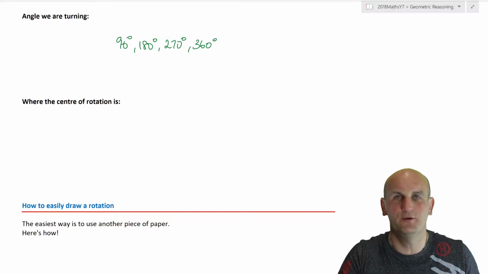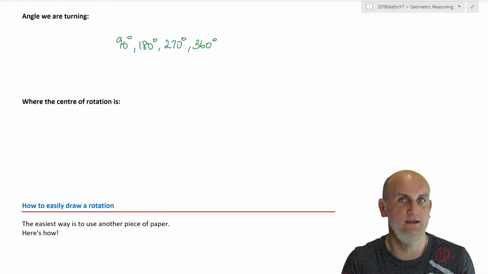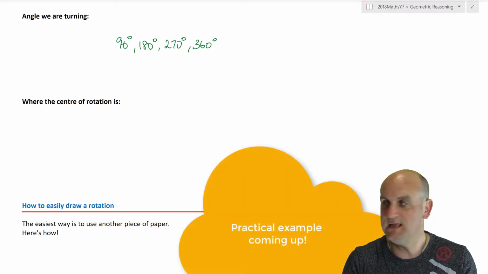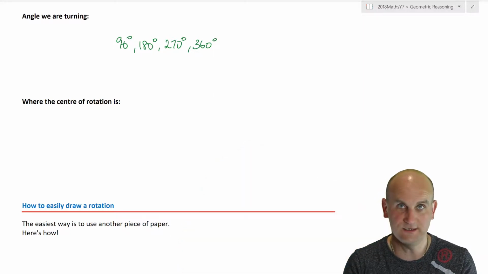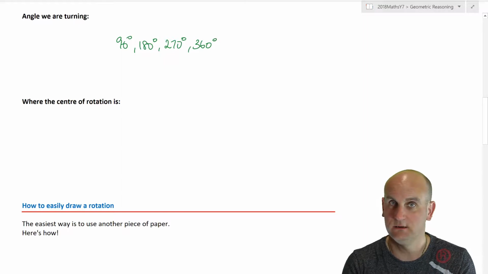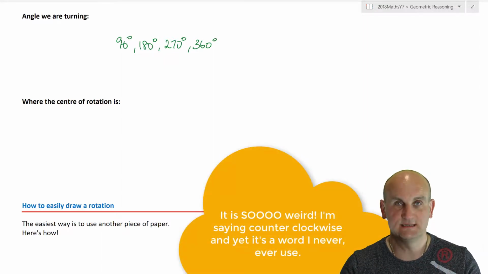Well, do we need to know the direction we're turning if we turn 180 degrees? And if you don't think you do, stand up, turn 180 degrees clockwise. Now, go back to your start position, turn 180 degrees counterclockwise. What do you notice? You're at exactly the same point.